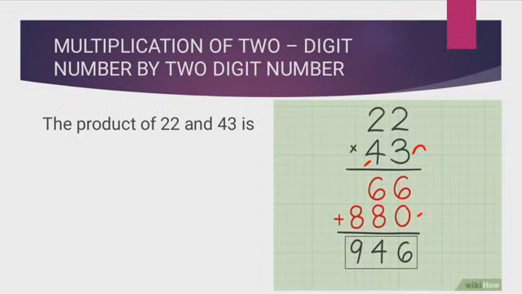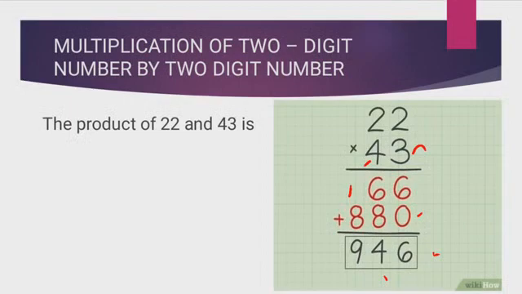Now, after writing this, we are going to add these two numbers. So we have 66 plus 880. Adding 6 to 0 gives us 6. Adding 6 to 8 gives us 14. We will write 4 and carry what? 1. Carry 1. 1 plus 8 is 9. Hope you understand this very well.